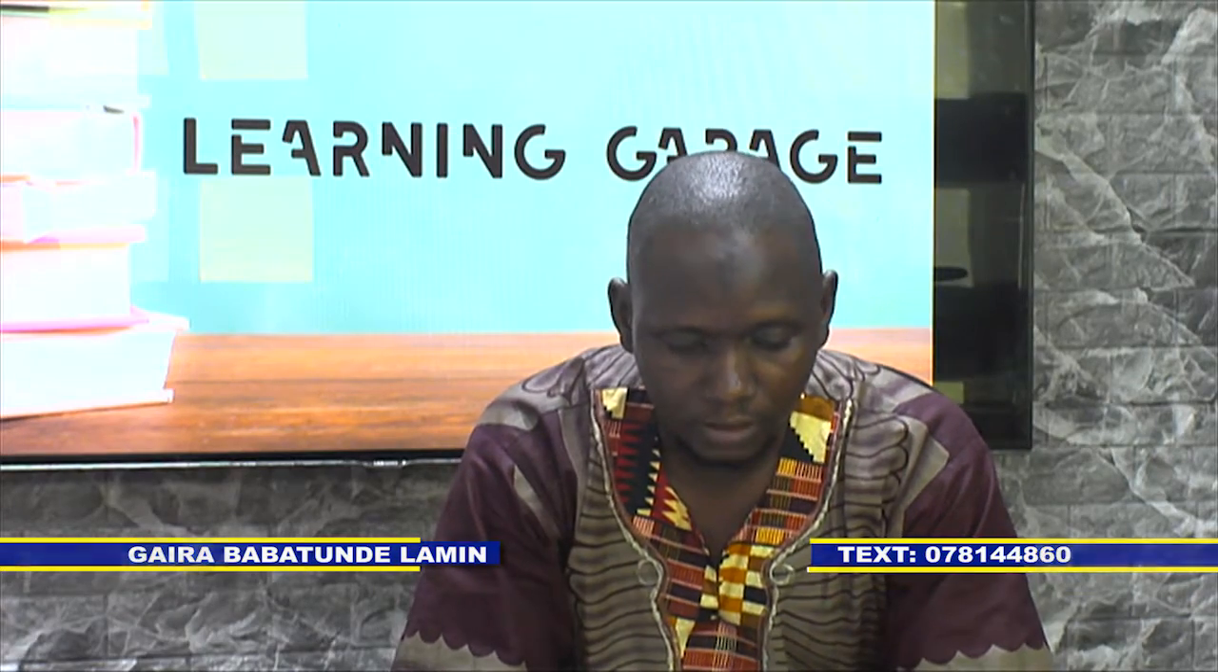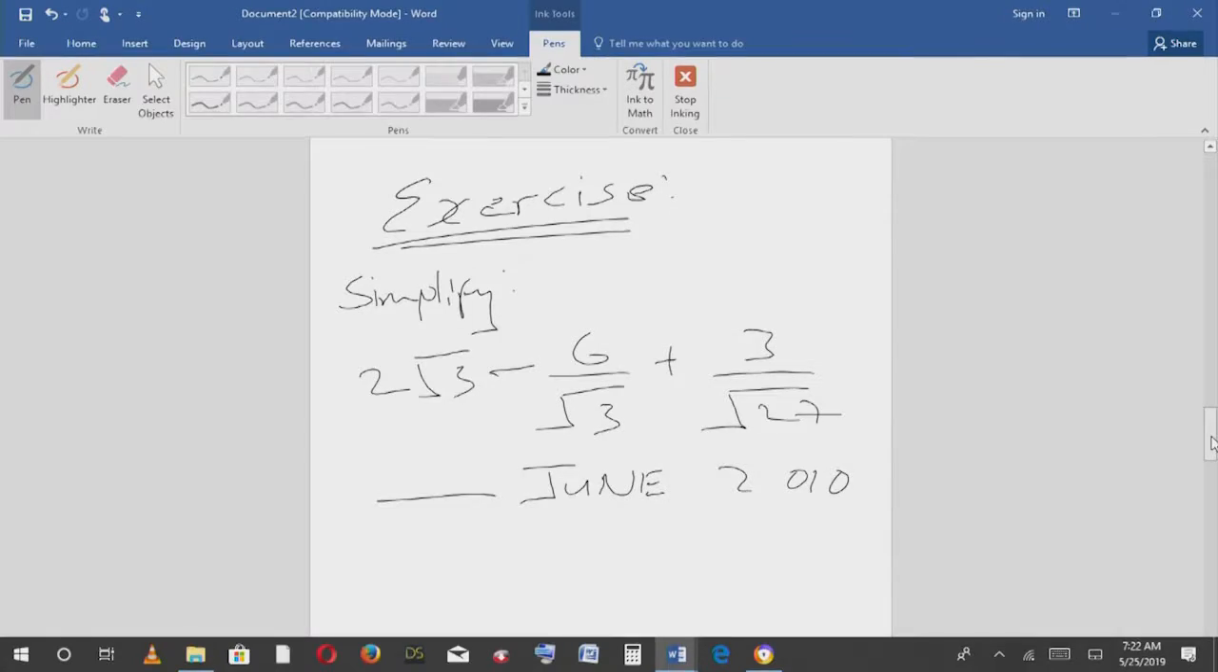So far so good. I think we shall end up with this one as a problem for you. When you go, I think you can solve this one in your time, okay. I'll leave you with this problem which says you have to simplify 2 root 3 minus 6 upon root 3 plus 3 upon root of 27. This came June 2010, okay.